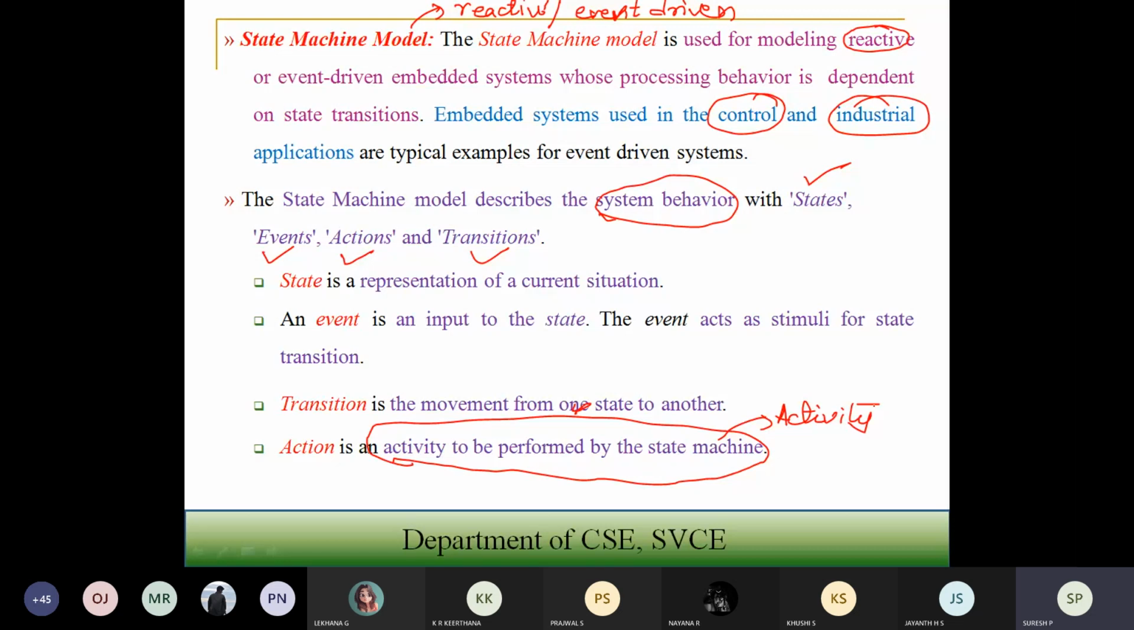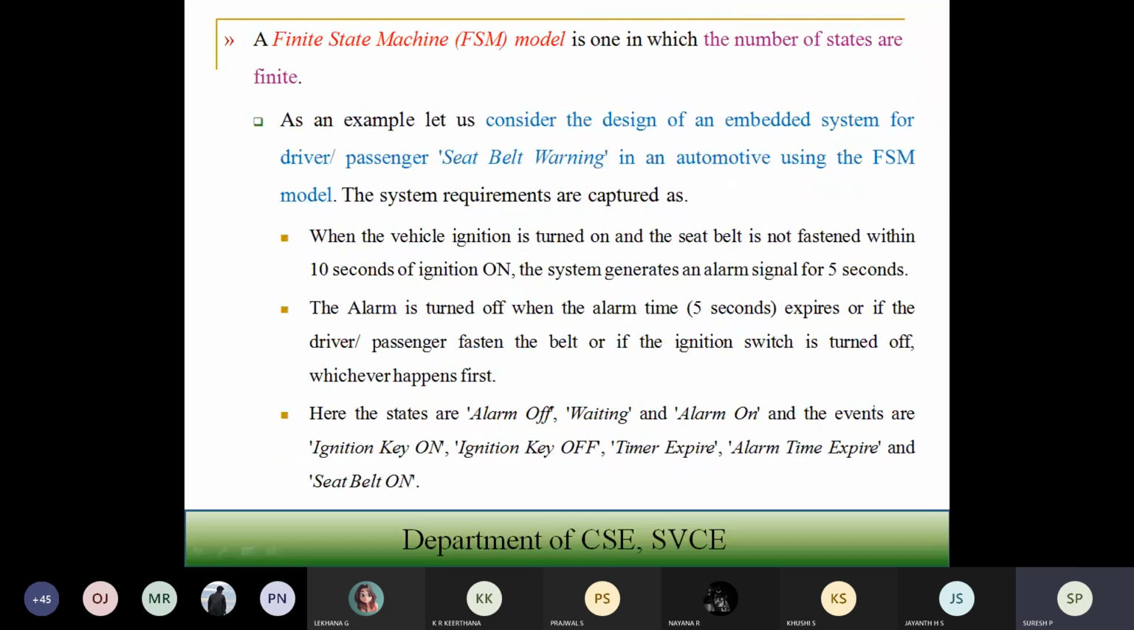Next, if I take the finite state model, the number of states is finite. In this particular textbook, they have taken the example of the seat belt warning of your car. What are the different states it is going to make? What system requirements are captured? What is the requirement of your seat belt warning? Most of you have a car at home. During what scenarios have you faced that seat belt alarm warning? This is according to the textbook.